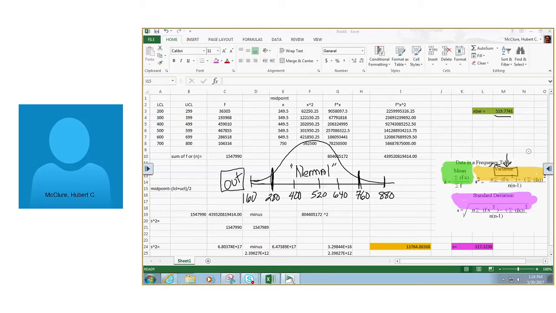The S word comes into play. If you're above 880, well, that's impossible because what's the highest score you can make? So if you're 800, you're unusual. Just like if you were between 160 and 280, you would be what? Unusual.